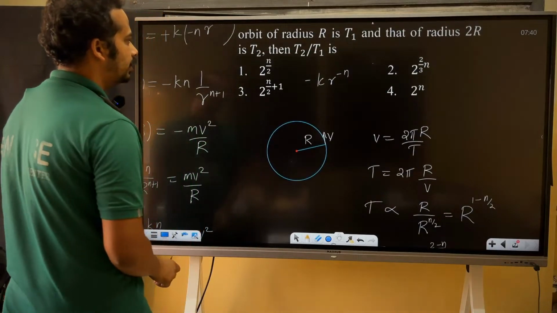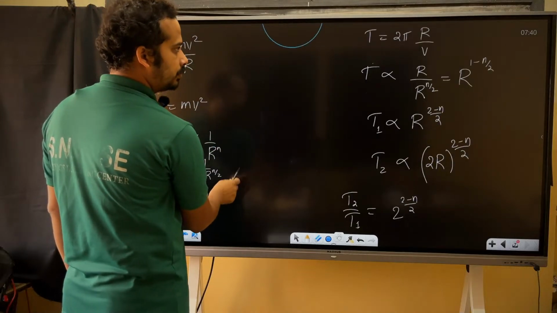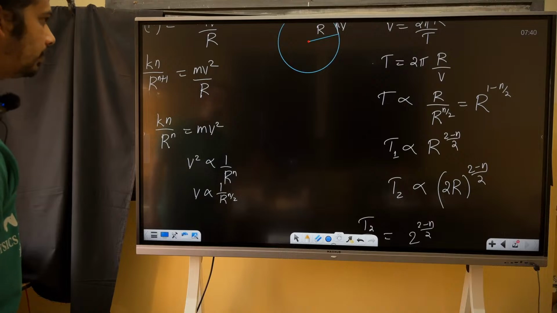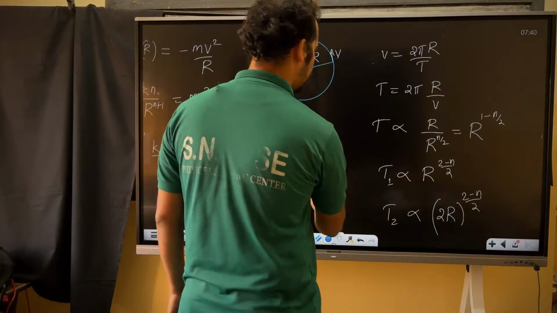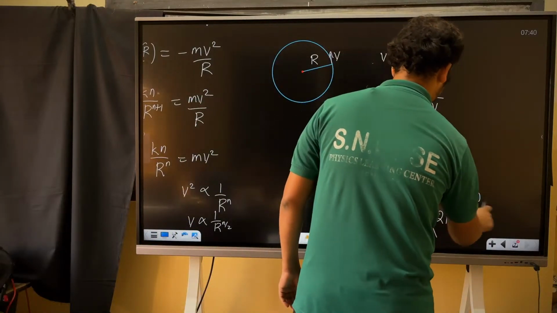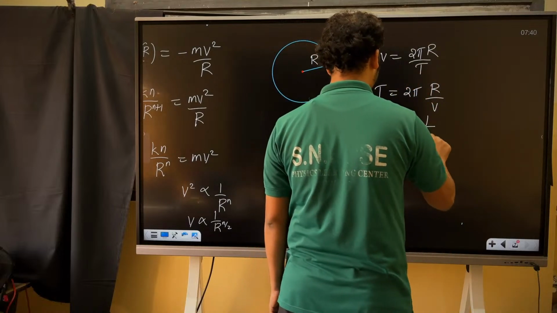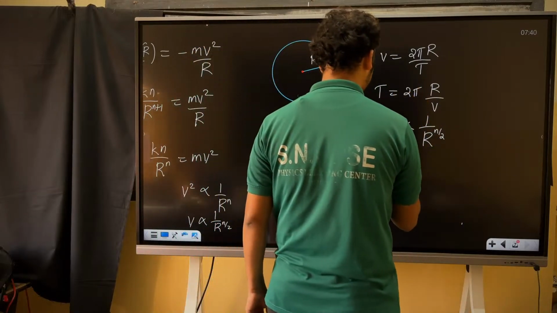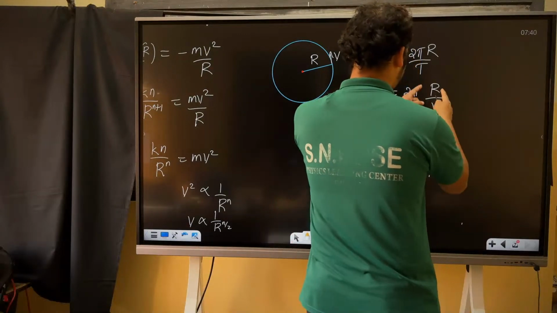T2 by T1. Any mistakes? Quickly, any mistake? What happened? No, no. V was proportional to inverse of that one. Am I right? Yes. You should write, not directly. V was proportional to 1 by r power n by 2, isn't it? Then substitute. T will be proportional to r multiplied with 1 by v.